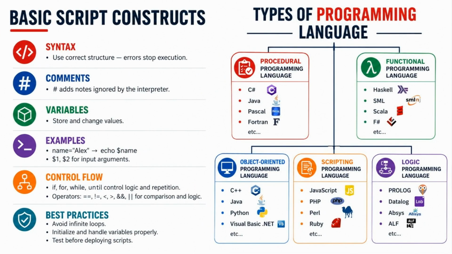Syntax needs the correct structure. Errors stop execution entirely. Comments marked with hash add notes the interpreter ignores. Variables store and change values. For example, setting name equal to Alex and then echoing $name, or using $1 and $2 for input arguments. Control flow: if, for, while, until, handles logic and repetition. Operators like equals handle comparison and logic. Best practices: avoid infinite loops, initialize and handle variables properly, and always test before deploying.